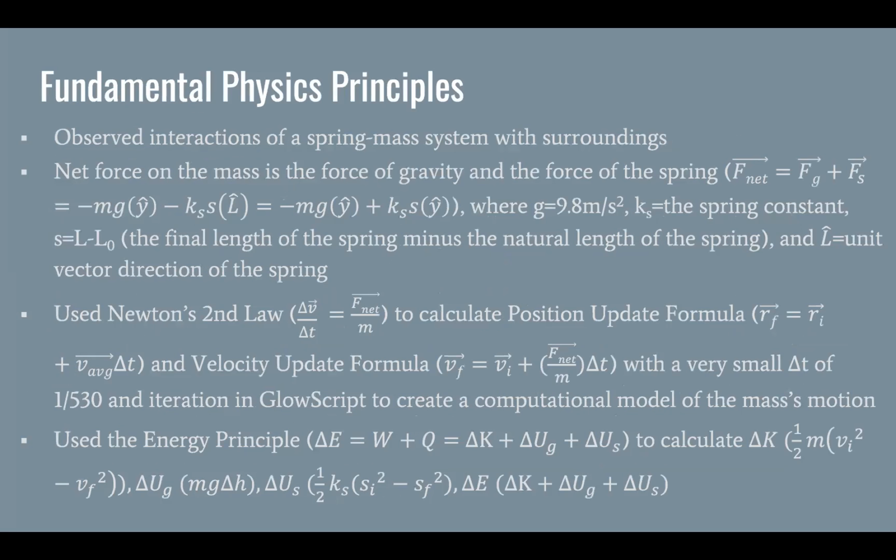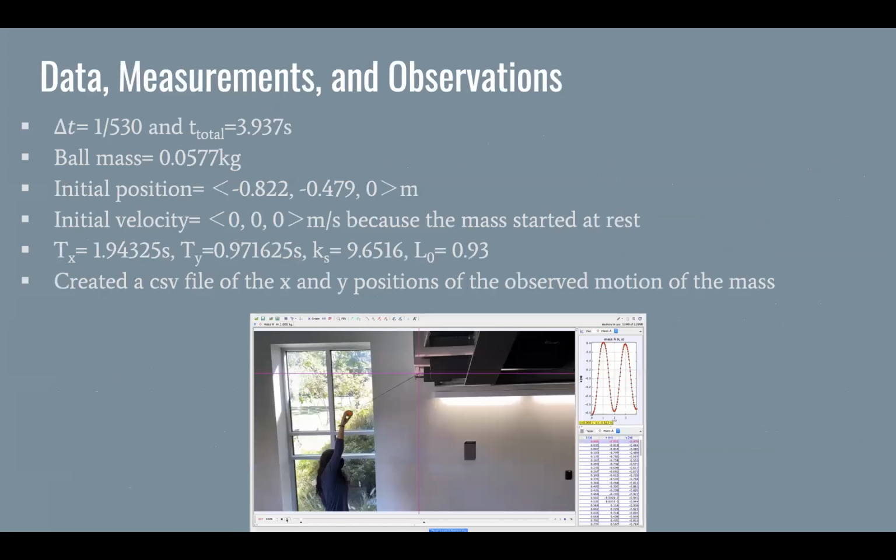Some fundamental physics principles of this lab: first, I observed the interactions of a spring mass system with the surroundings because the string acted pretty similar to a spring. The net force on the mass is the force of gravity and the force of the spring. I had to use Newton's second law to calculate the position update formula and the velocity update formula with a very small delta t and iteration in GlowScript to create a computational model of the mass's motion. I also had to use the energy principle, where delta E equals W plus Q, which equals delta K plus delta UG plus delta US, to calculate all of those different energies.